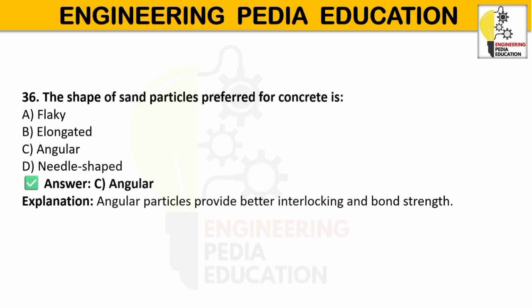Angular particles of sand have sharp edges and corners, better interlocking, high bond with cement paste, and high strength in concrete. M sand is mostly angular. Crushed stone aggregate is also angular. Angular particles with sharp edges and corners provide better interlocking and higher strength in concrete compared to rounded particles.